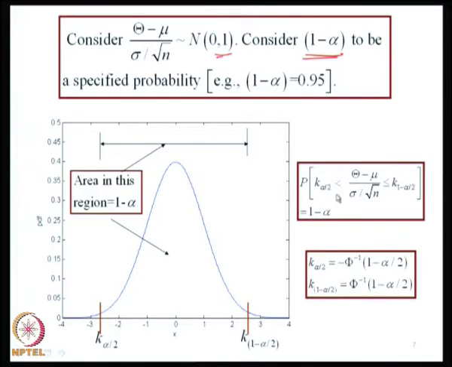So, the definition is, I am defining 2 points, k of alpha by 2 and k of 1 minus alpha by 2. They are defined as follows: the probability that the random variable theta minus mu divided by sigma divided by square root n lies in the interval k alpha by 2, k 1 minus alpha by 2 is 1 minus alpha. Now, k alpha by 2 is actually the inverse probability distribution function evaluated at 1 minus alpha by 2, with a minus sign, and k of 1 minus alpha by 2 is phi inverse of 1 minus alpha by 2. Alpha is given here. So, we are determining k alpha by 2 and k 1 minus alpha by 2.